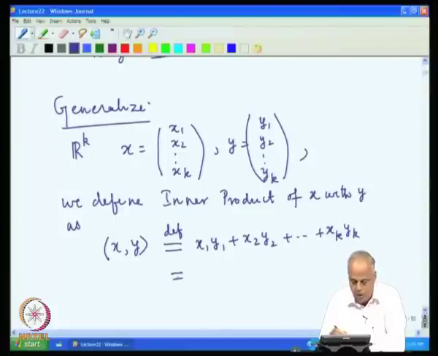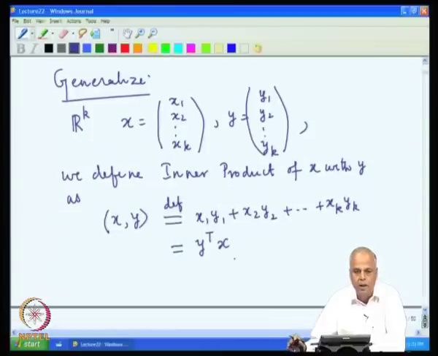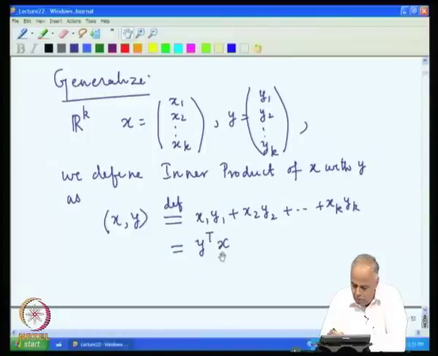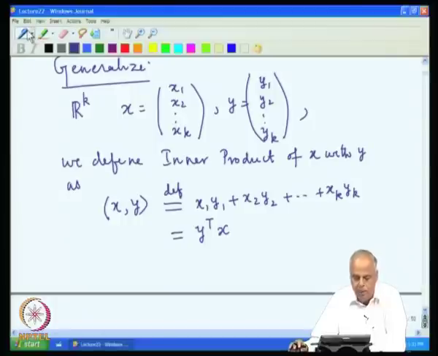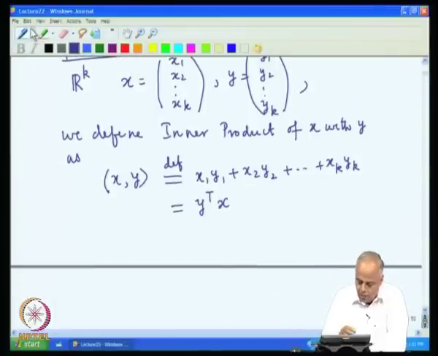You may notice that this is the same as taking the matrix y and taking its transpose and multiplying with the matrix x. The column matrix y, its transpose will be a row matrix. So, we have a row matrix and we multiply this row matrix by this column matrix, the result will be a number, and therefore, you observe that the inner product of two vectors is a number. So, we define the inner product of two vectors in R^k by this definition.